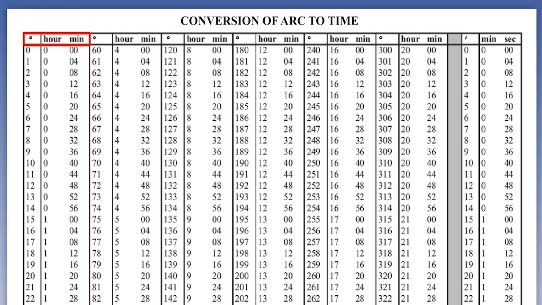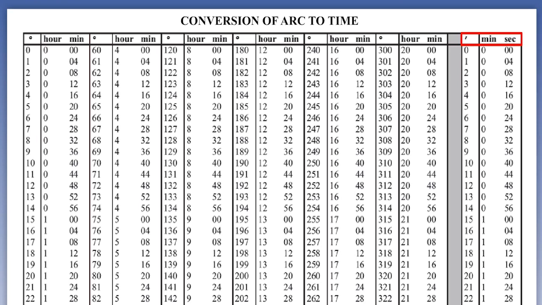The first two columns are headed degrees and hours and minutes. Let's go to 15 degrees. The time beside it is 1 hour and 0 minutes. Now look at 16 degrees. This is 1 hour and 4 minutes. The first two columns go from 0 to 59 degrees. The rest, up to the grey dividing column, cover the remaining whole degrees up to 359.